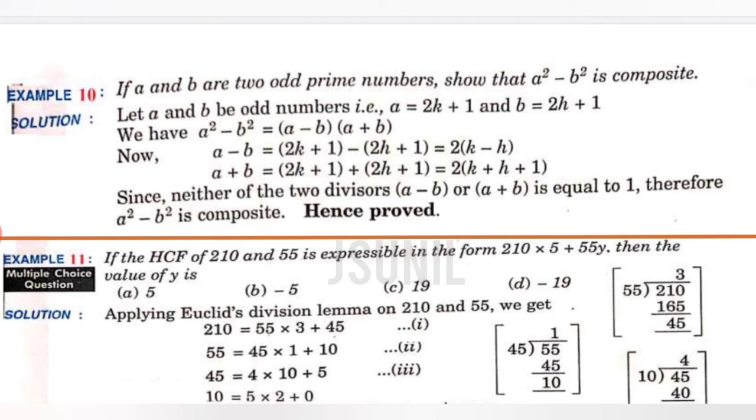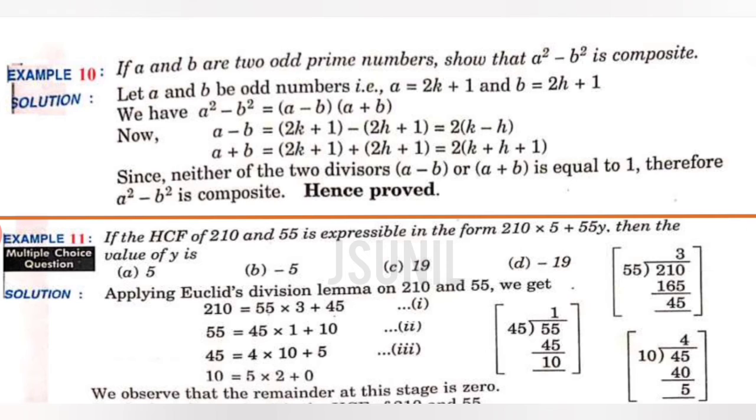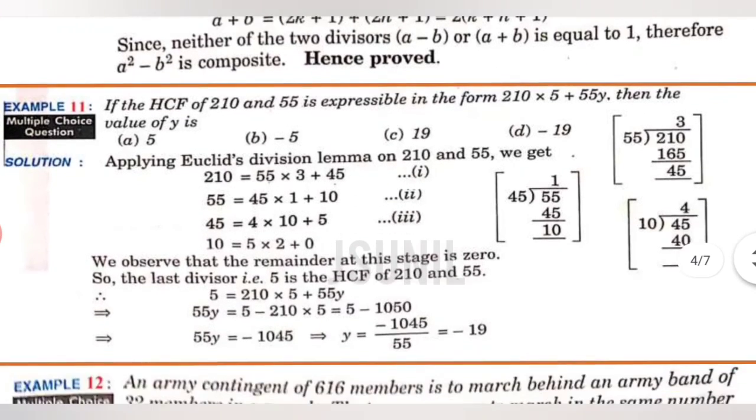If a and b are odd prime numbers, then show that a square minus b square is composite. It means to be any number composite, it must be expressed as a product of primes. Let the value of a square minus b square is equal to a minus b and a plus b, and let the odd numbers be either 2k plus 1 or 2h plus 1. On simplifying, we get 2 under bracket k plus h plus 1. It means there are two factors, 2 and k plus h plus 1, and it is composite. And the next question number 11.